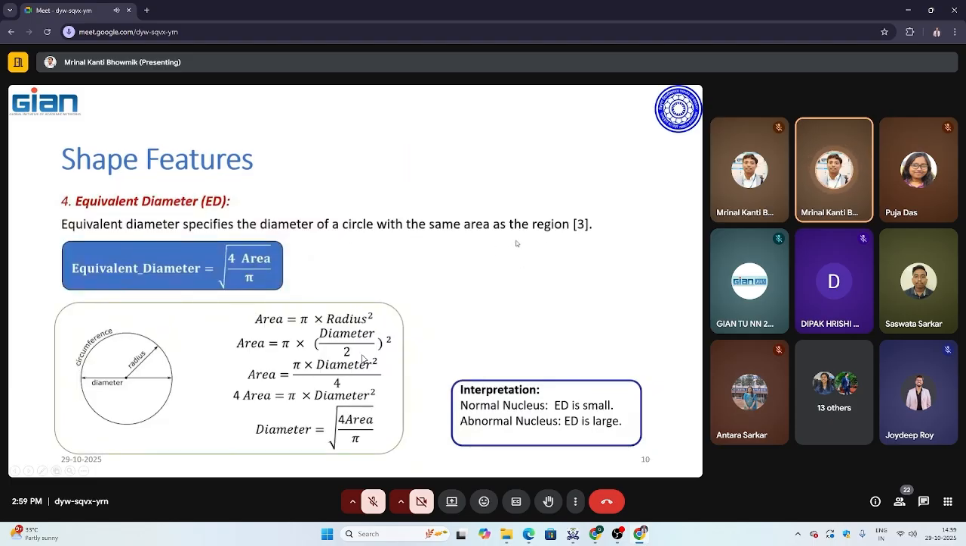So using this formula, we can calculate the equivalent diameter, where the equivalent diameter equals the square root of 4 into area divided by pi. The normal nucleus will have an equivalent diameter less than the abnormal one, because the normal cell has a round shape and its size is small with respect to the abnormal one. So the equivalent diameter is also lower than the diameter of the abnormal nucleus.